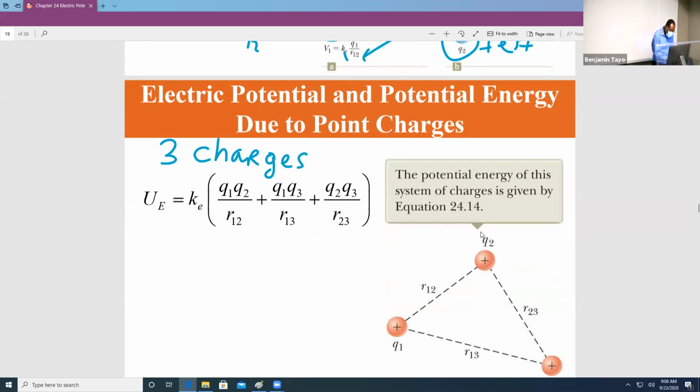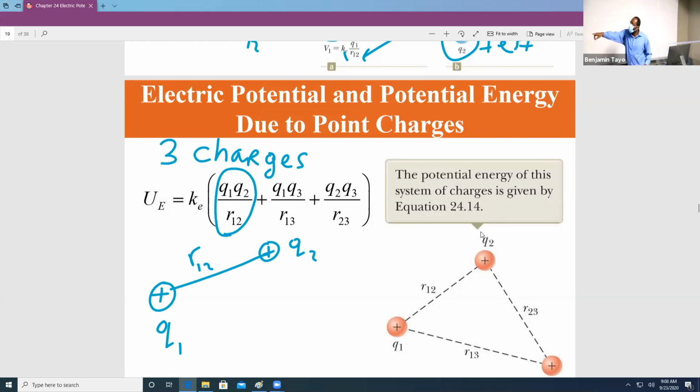And the way this works is that you're going to start with Q1 and ask yourself, how much energy does it take to bring a charge from infinity? So if I were to move Q2 from infinity to this point, then the energy would be this contribution right here. So the first term in that expression is the amount of energy that I need to move a charge Q2 from infinity to that point such that the distance between Q1 and Q2 is equal to R12.